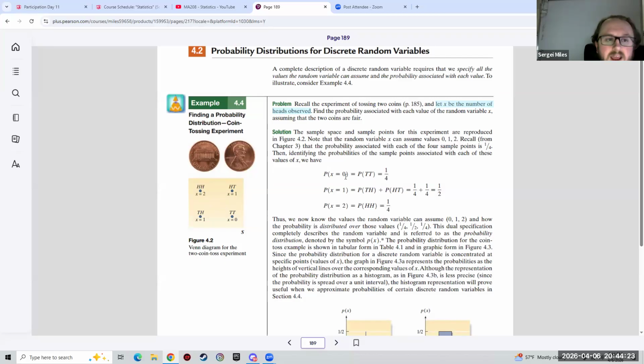There's only one way for that to happen. If I have 0 heads, that means I got tails, tails. 25% chance that x will be 0. What about x equaling 1?